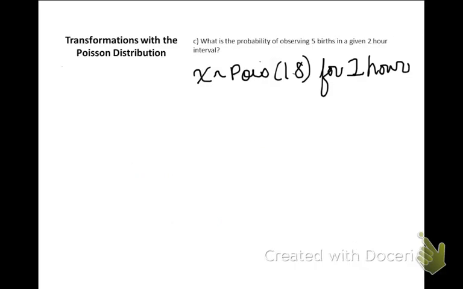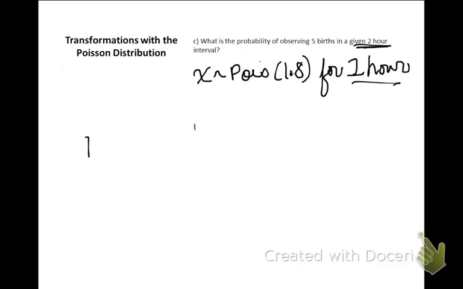What is the probability of observing 5 births in a given 2-hour interval? I've written what we said on the last page again. We said x was Poisson with parameter mu equal 1.8 for a 1-hour interval. But in this question, I'm asking for the probability that x equals 5, but this time over a 2-hour interval.